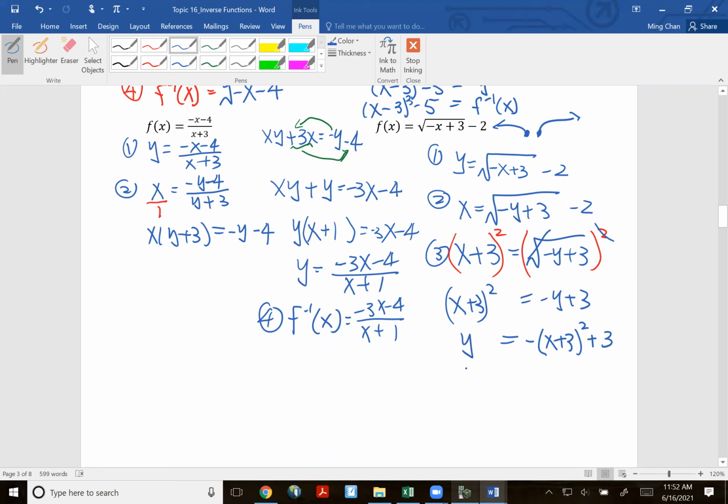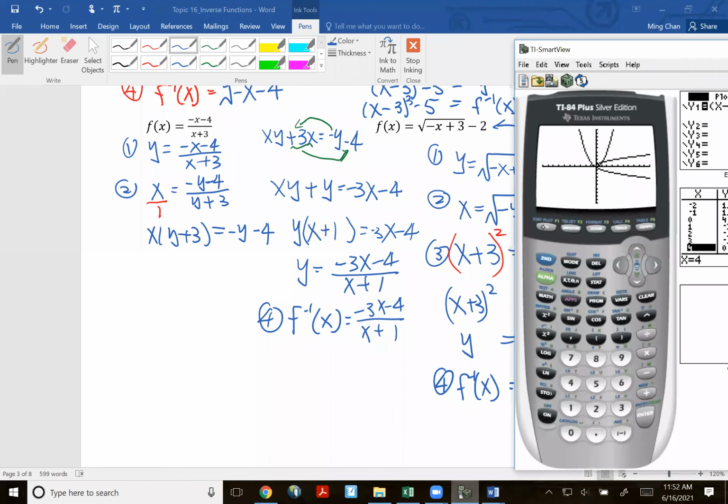All right, so now changing it back to inverse: negative x plus 3 squared plus 3. So that should be my inverse. I'm going to grab this function for you: square root of negative x plus 3, close parenthesis, minus 2. That's what it looks like.